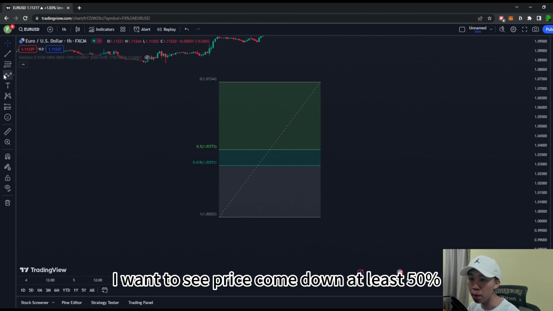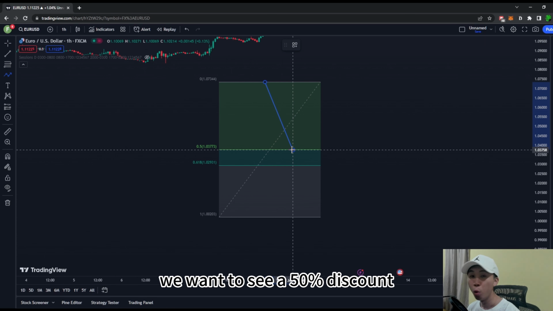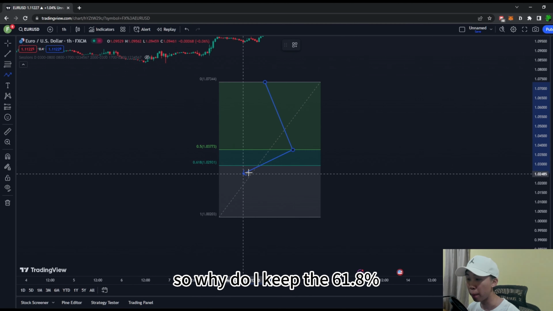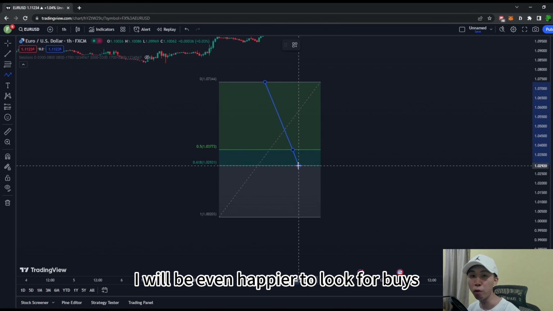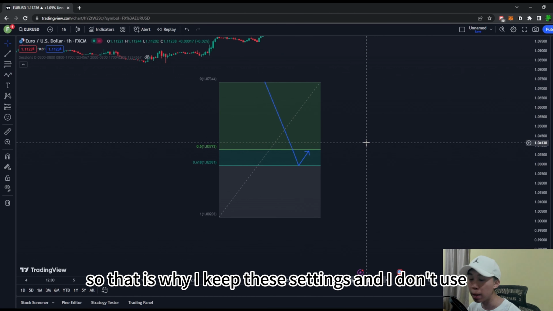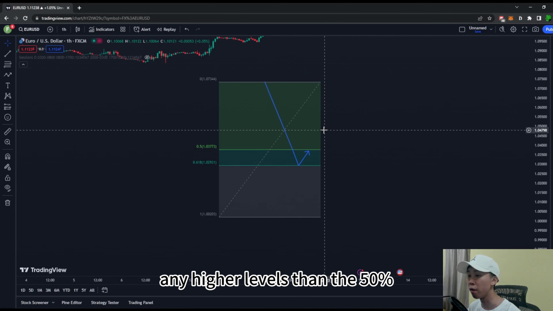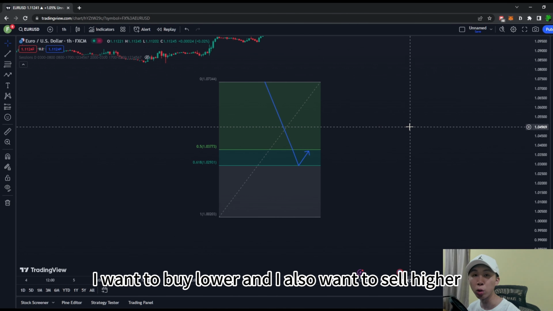I want to see price come down at least 50%. It's just like when you're going to the supermarket or looking for sales, we want to see a 50% discount, which is much more effective. So why do I keep the 61.8%? Because if it moves down some more, I will be even happier to look for buys. So that is why I keep these settings and I don't use any higher levels than the 50%, because I want to search for more discounts. I want to buy lower and I also want to sell higher.